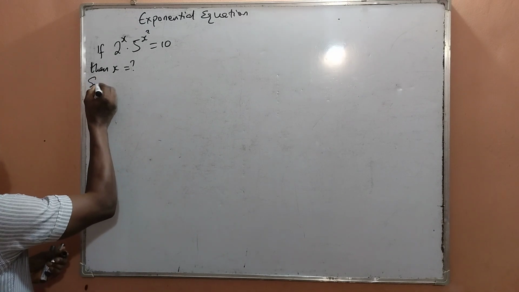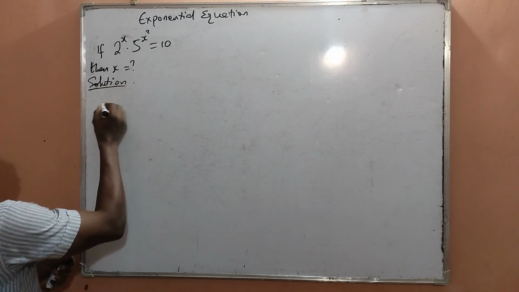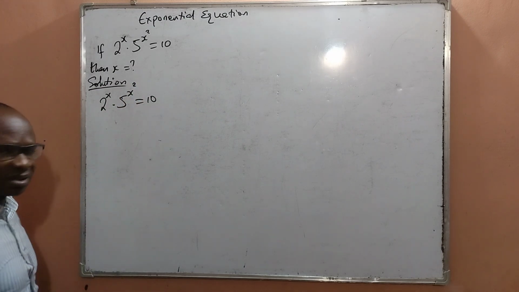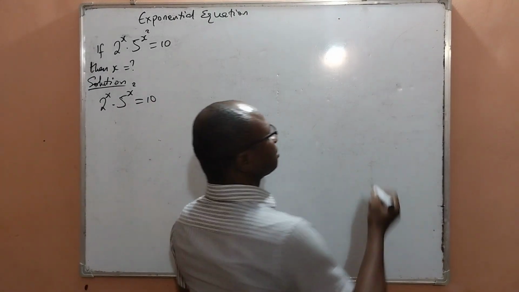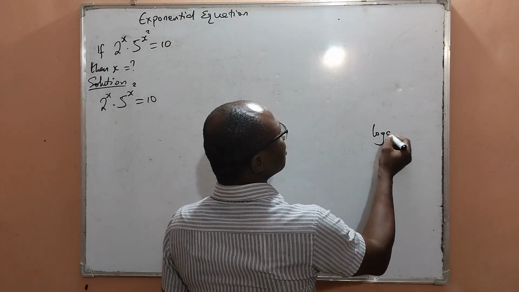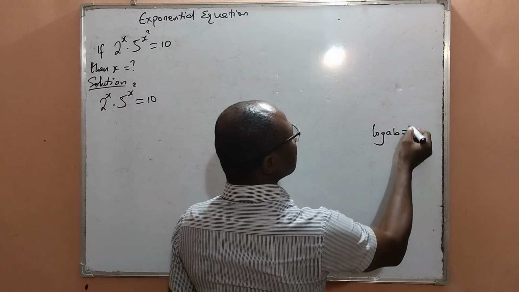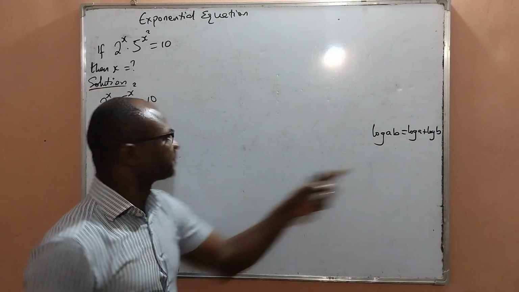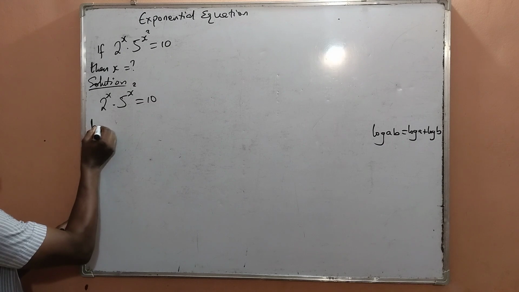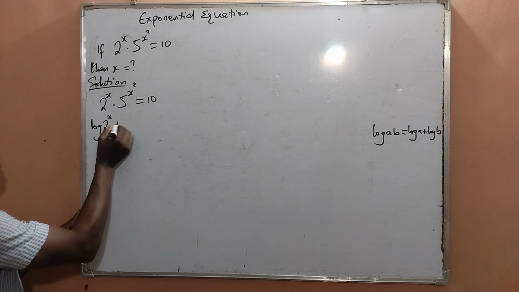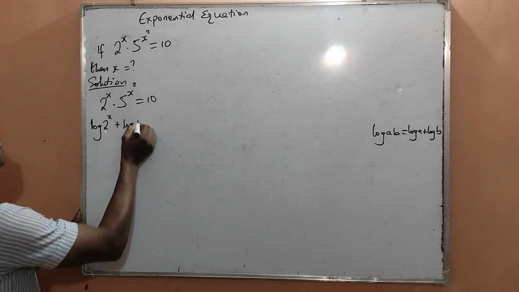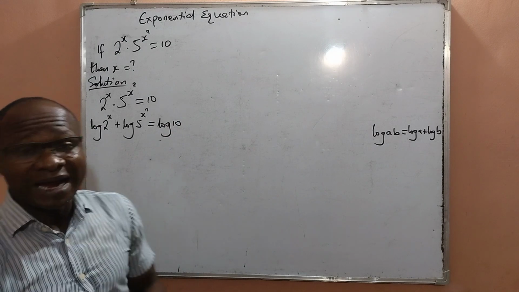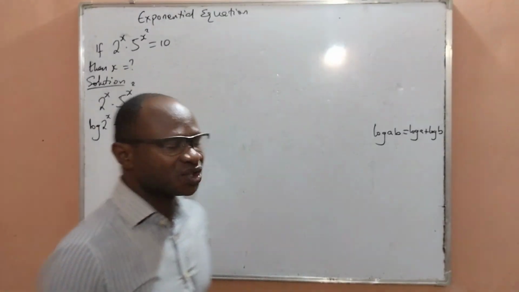Alright, solution to the given question. It is 2 raised to the power x multiplied by 5 raised to the power x squared equal to 10. I want you to see in logarithms, if I give you the log of AB, it is the same thing as log of A plus log of B. So I'm going to apply this law to this question to write it as the log of 2 to the power of x plus the log of 5 to the power of x squared, then equal to log of 10. So I have applied logarithms to all the sides of the equation, okay?